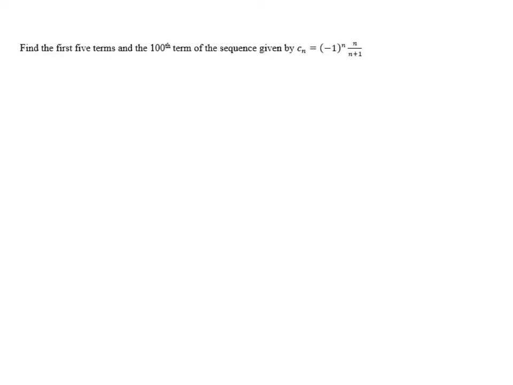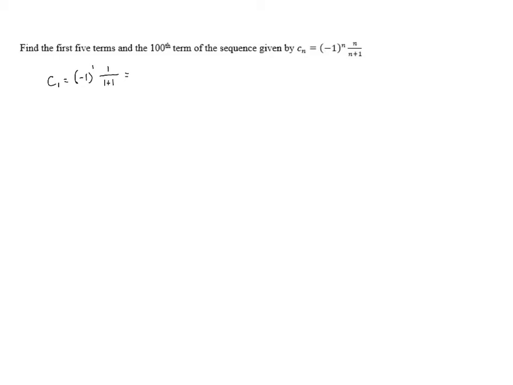Find the first 5 terms and the 100th term of the sequence given by c sub n equals -1 to the nth times n over n plus 1. This is going to be a little bit more complicated than the ones we've seen before, so let's go through each of these terms slowly.